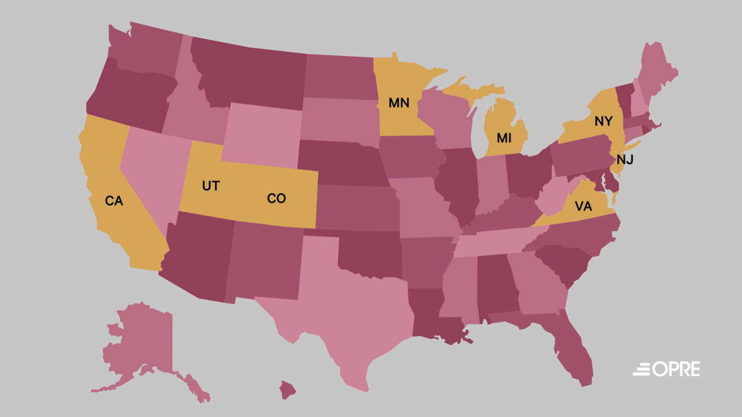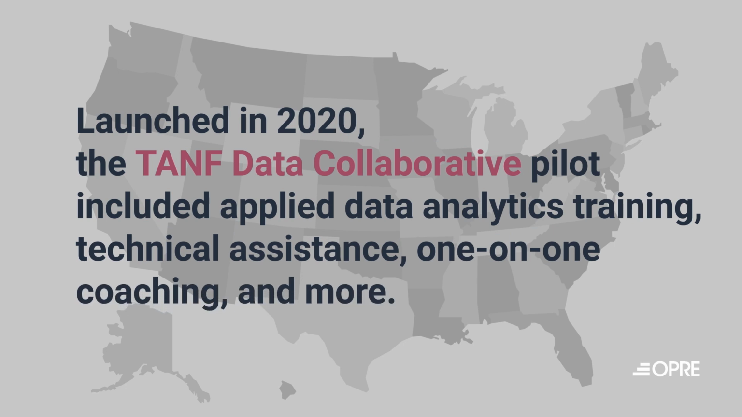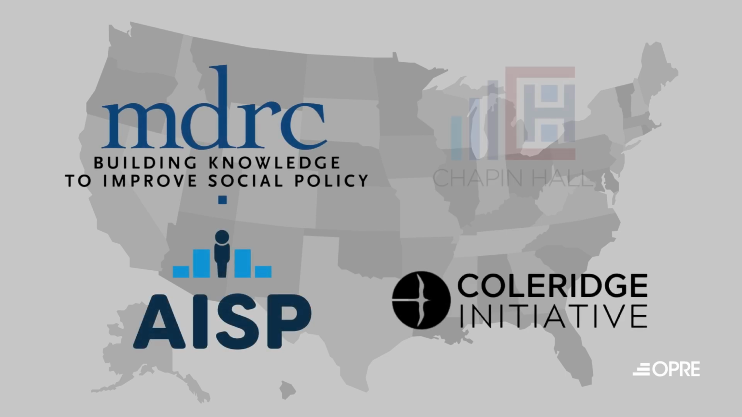A map of the United States, with eight states highlighted in yellow, including California, Utah, Colorado, Minnesota, Michigan, New York, New Jersey, and Virginia. Launched in 2020, the TANF Data Collaborative Pilot included applied data analytics training, technical assistance, one-on-one coaching, and more. The 30-month collaborative pilot was full of activities that this team of staff would engage in with us and with our three organizational partners.